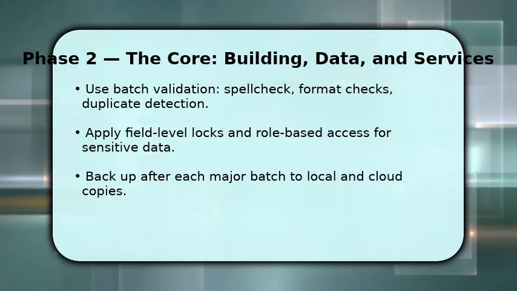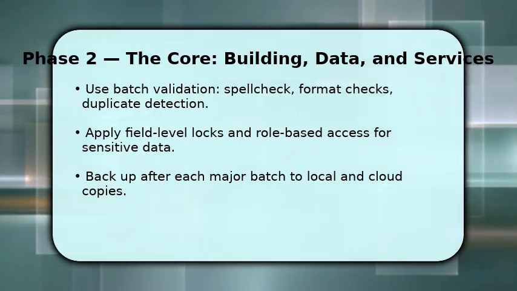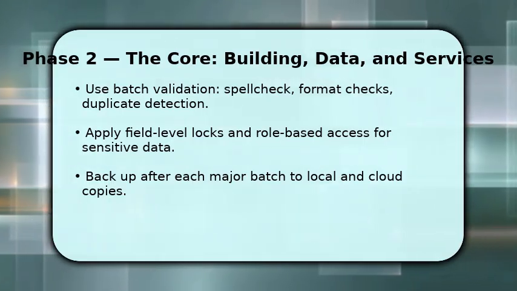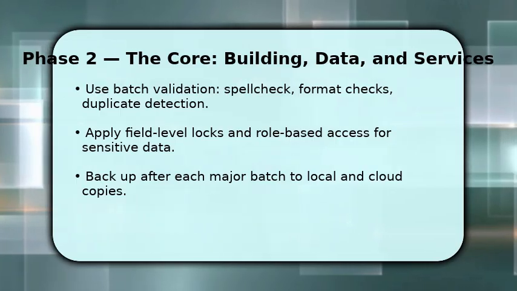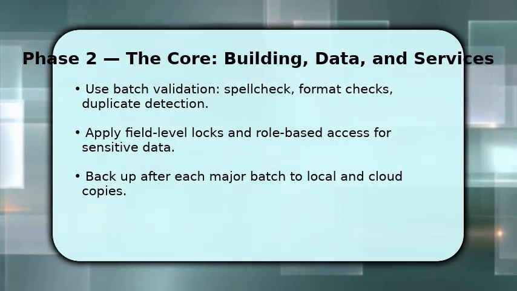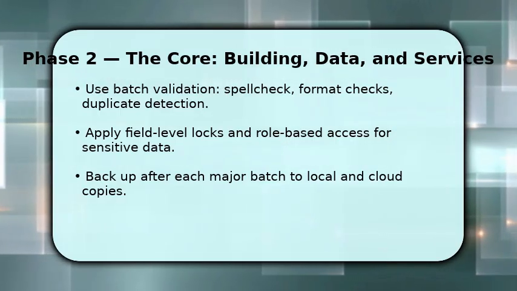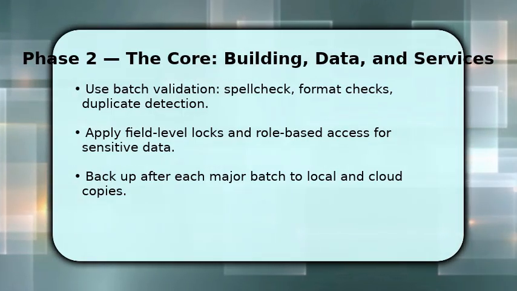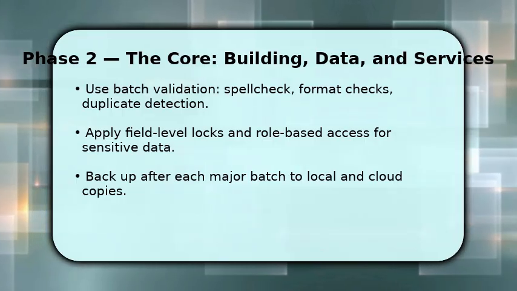Validate each batch with spell check, format checks, and duplicate detection to catch errors early. While entering, apply field-level locks and role-based access to protect sensitive cells or columns. This prevents accidental overwrites. Once a meaningful batch is complete, back up to both local and cloud locations. Make sure backups are incremental to save space.